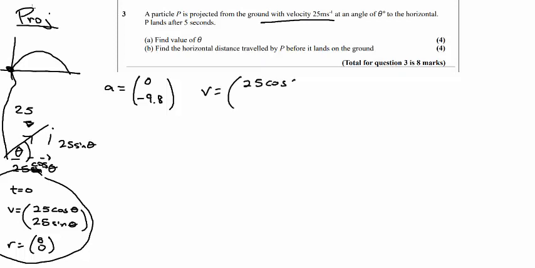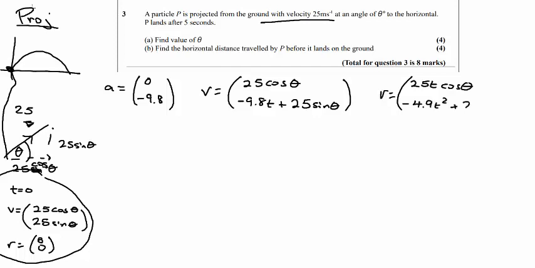25 cos theta minus 9.8t, plus 25 sine theta. R equals 25t cos theta, that's probably the best place to put it, minus 4.9t squared plus 25t sine theta. Make sure you don't put the t after that, because then it looks like you're causing the theta t. Okay, so 25t cos theta, that's the best way.